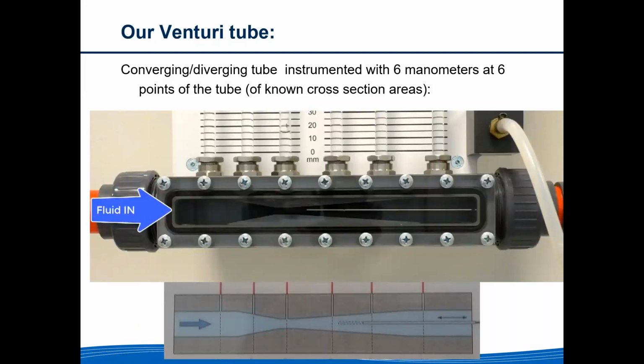The fluid will start from the left and go to the right. There are here 6 manometers, which measure local pressure at 6 points of the tube. We know the cross-section area at all these 6 points.